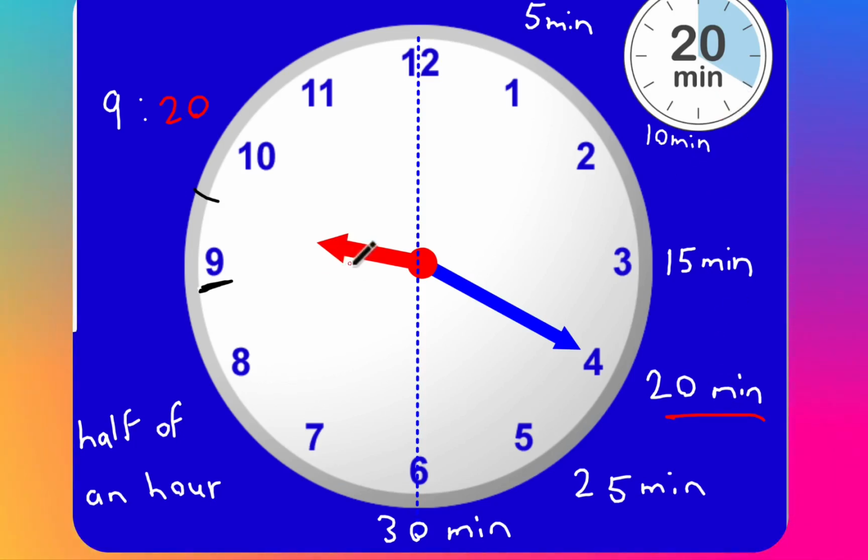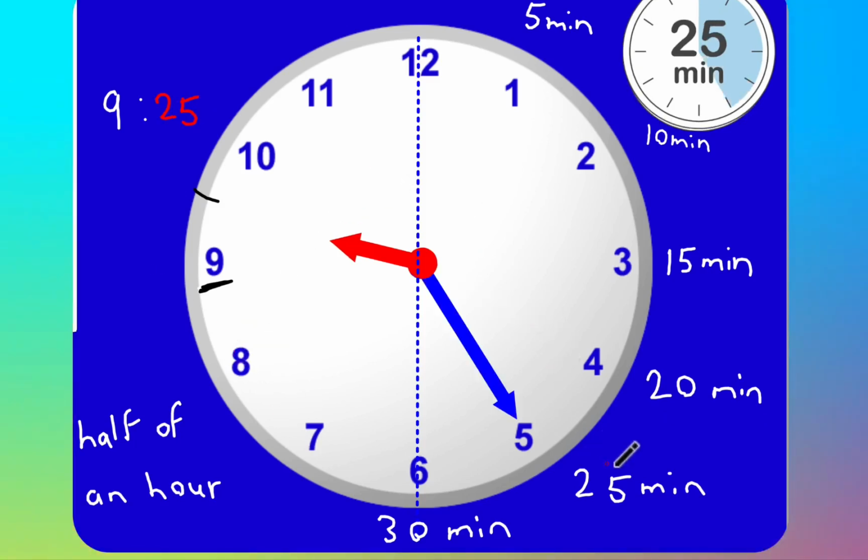And as you can see, our little hand is also moving towards that halfway mark. Once we get to 6, it'll move to halfway between 9 and 10. And the same if it was any other hour. Here we see our big hand has reached 5. So 25 minutes have gone by in the hour of 9, as you can see here.